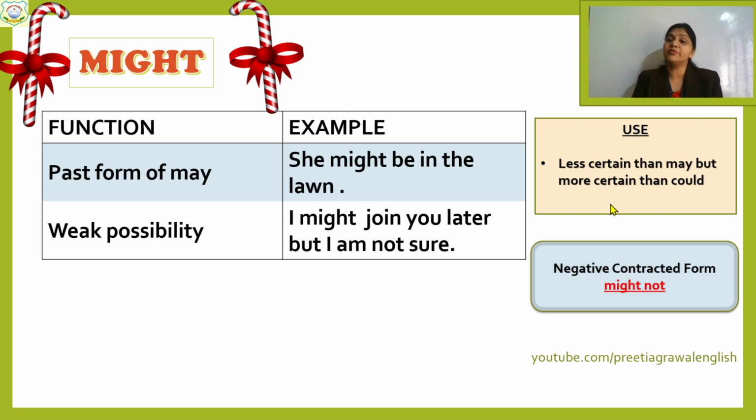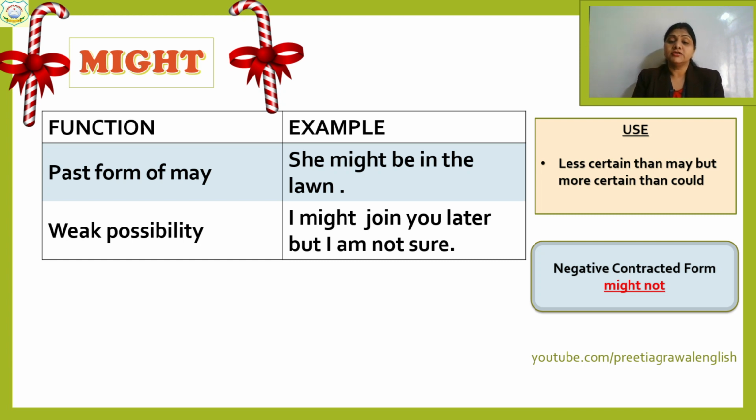Suppose I say it may rain tonight. It means that there are many chances, there are 99.9% chances that it may rain. But if I am saying it might rain tonight, it means that the possibility of rain is less. Clear? So might is used for less possibility. But it is more certain than could.